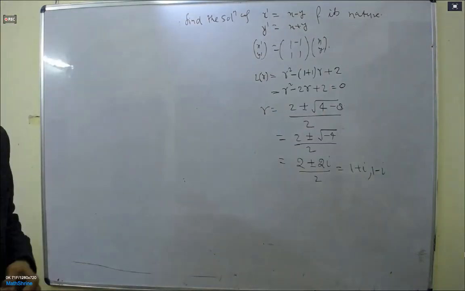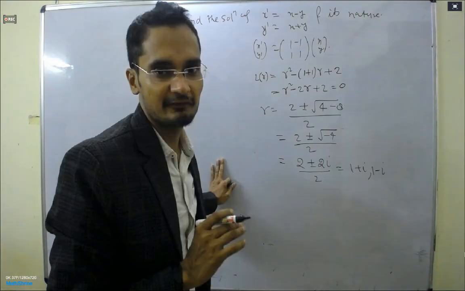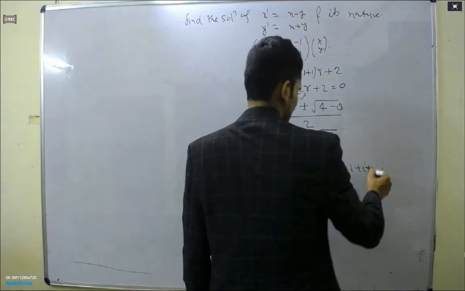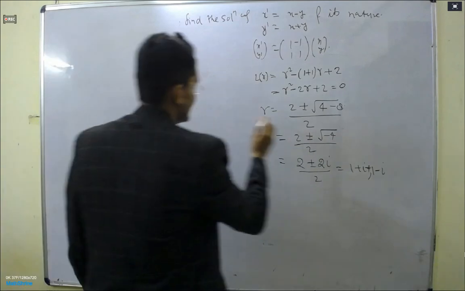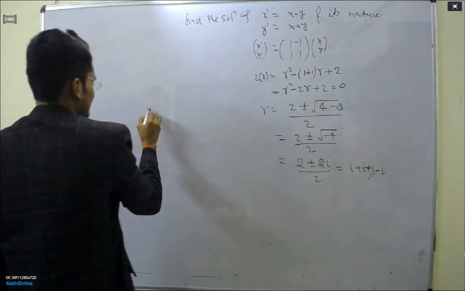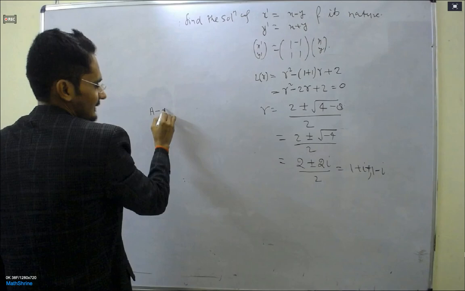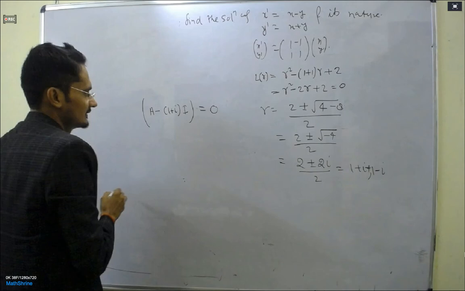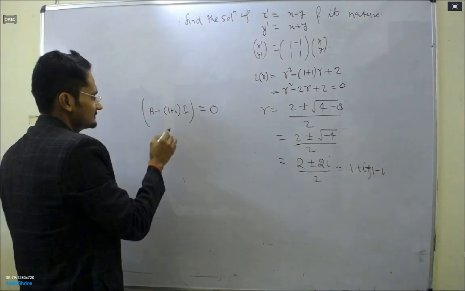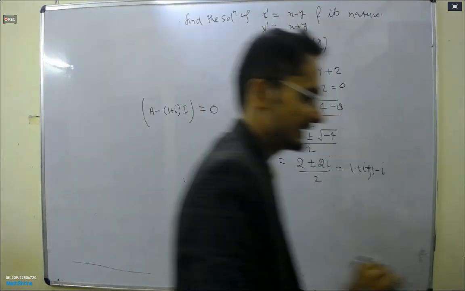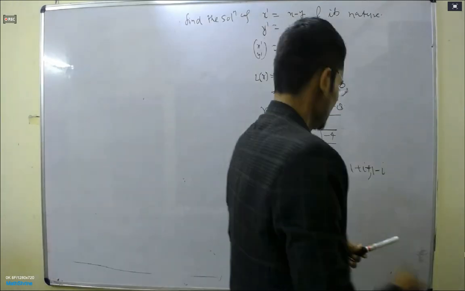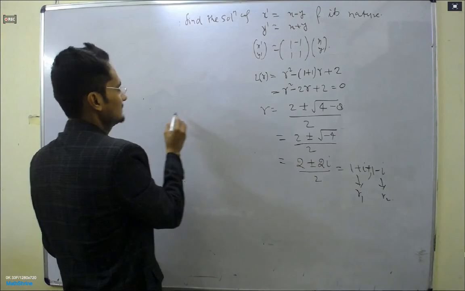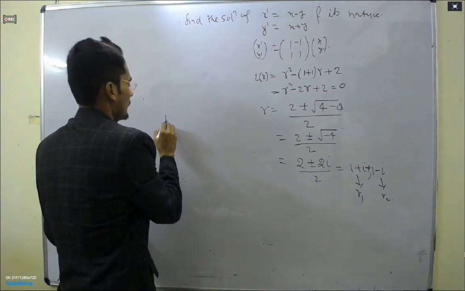So what you have to do is: the matrix with 1 minus R1, minus 1, 1, 1 minus R1, into x comma y is equal to 0, 0. And also 1 minus R2, minus 1, 1, 1 minus R2, into x comma y is equal to 0, 0. If you solve these two, you will get some values of x comma y. We will say this is the eigenvector v2, this is the eigenvector v1.